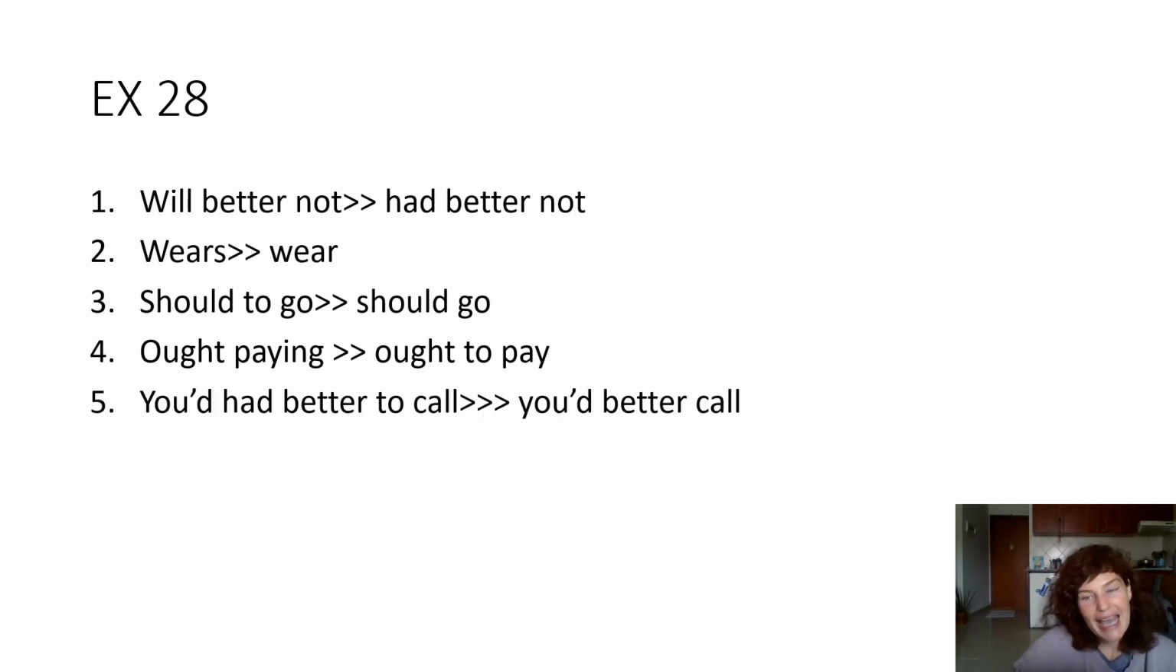Number 4: I ought paying my electric bills. I ought to pay. After ought, we use the infinitive, okay, not the gerund. Number 5: You had better to call the doctor today. So here, you'd better call or you had better call. Basically, we have had twice. So I deleted, you can delete either one. You could delete the apostrophe D and then you say you had better call. And we also need to remove to, right? After had better, we use the base form. Or you could delete the had and say you better call, okay?